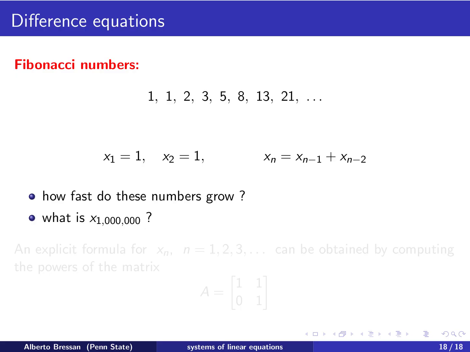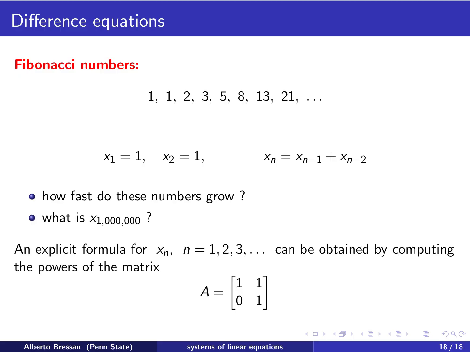So we are interested in how fast these numbers grow. And then, for example, what is x with index 1 million? What can we say about that quantity? Surprisingly, we have an explicit formula for xn for any n, and that can be obtained by computing the powers of this particular matrix A, which is 1, 1, 0, 1. It's 2 by 2. This is something we will cover later on in the course. So if you are fascinated by Fibonacci numbers, you can look forward to that.